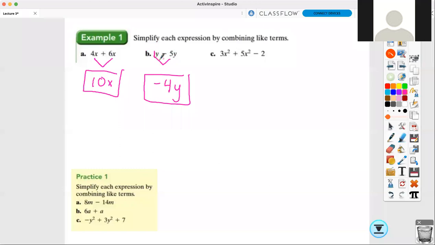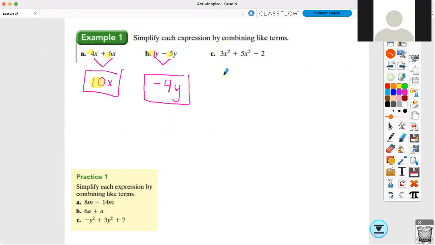Now at this point, you're probably wondering, how do I do this if I don't understand? Well, if you want help doing this on your calculator, you can do 4 plus 6 and you get 10 and just add the x next to it. Now, if you want to combine 1y minus 5y, you'll just do 1 minus 5 on your calculator. 1 minus 5 gives you what? Negative 4. And what should be next to it? Y.